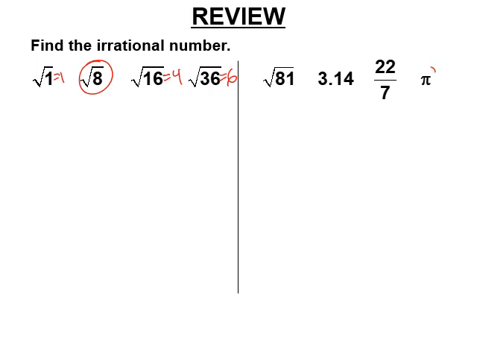The only irrational number here is pi. These other things, 3.14 is not pi. It's a rational version of pi. Pi is the only thing there that goes on forever without repeating.